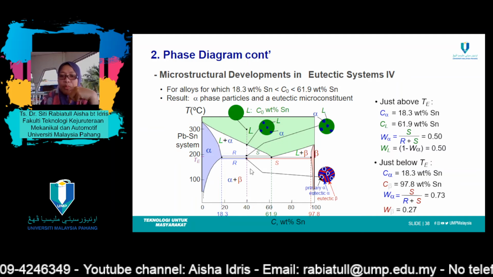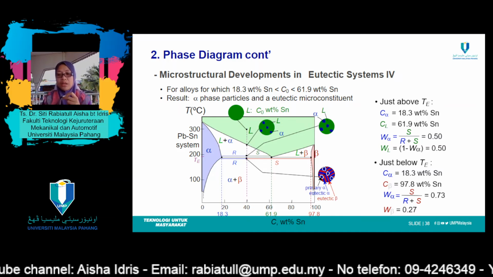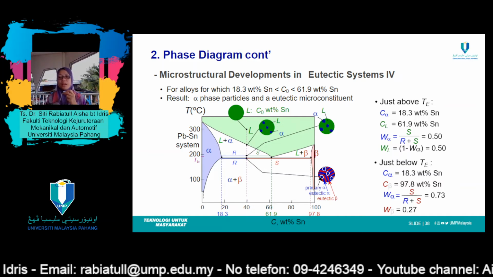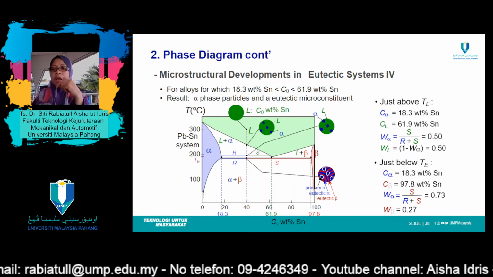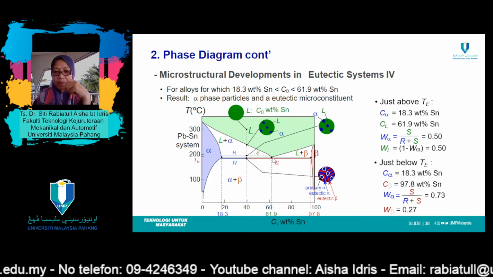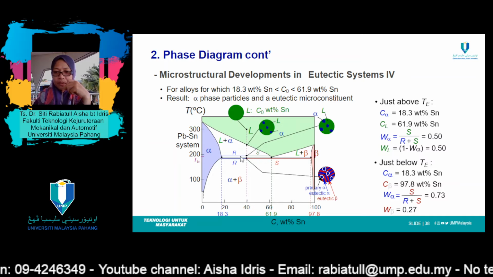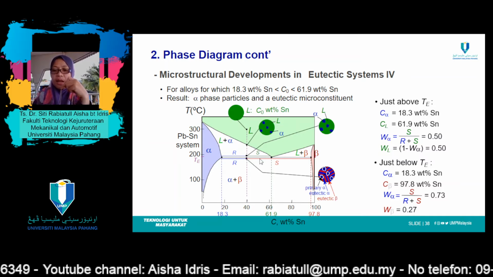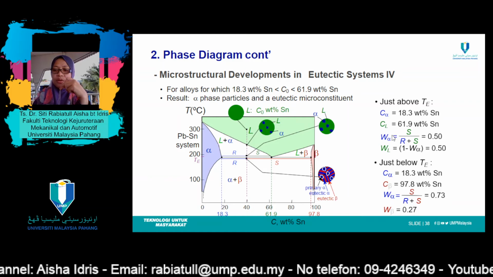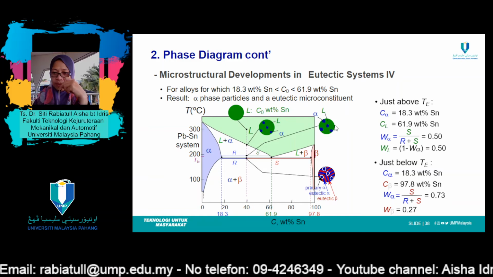And you may also calculate the weight fraction for solid and liquid, for both alpha and beta, as well as the liquid phases which may exist. For example, this one above TE, slightly above TE, before reaching the eutectic point there, you should get this line. From there you can calculate the weight percentage of solid alpha and liquid phase which exists in that microstructure for these types of microstructure.